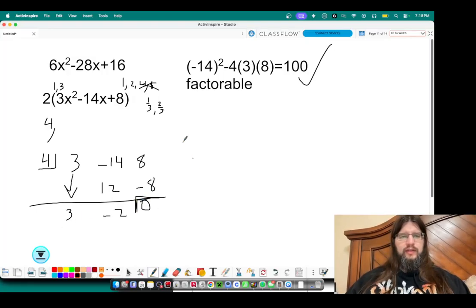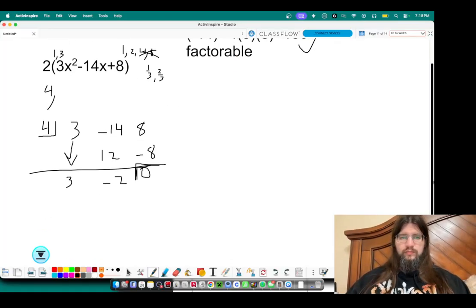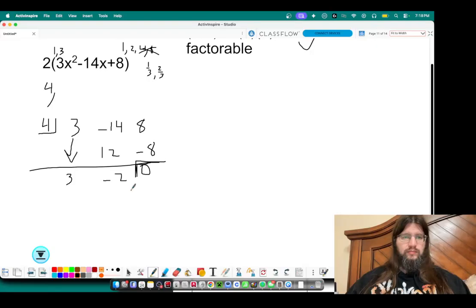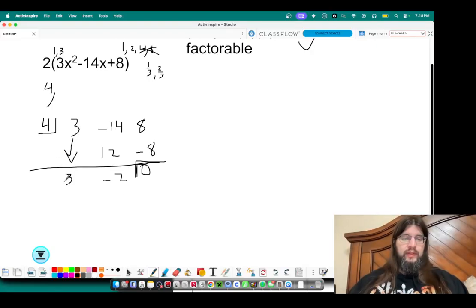So I can see it's going to be the 2/3. 3x minus 2 equals 0 gives us 2/3. But we're factoring, so we don't even care about the 0. If you needed to solve a polynomial, you could use the table the same way. But we don't. We're factoring. So 3x minus 2. That's one of my factors.